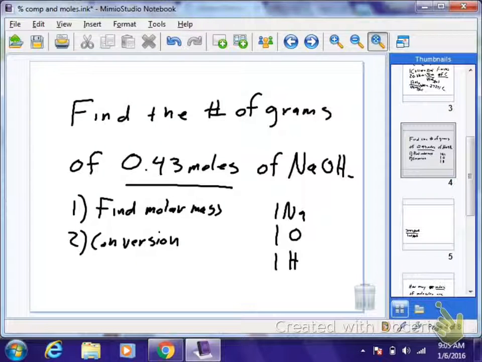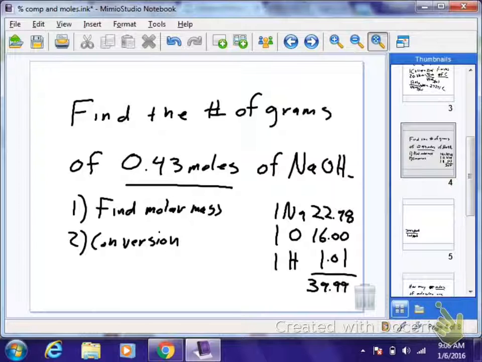I can just write them down and add them all up. So this is 22.98. Oxygen 16. And hydrogen is 1.01. And I don't have to multiply because they're just the same. So then I add everything up and I get 39.99 grams per mole. So down there it's 39.99 grams per mole. Questions?